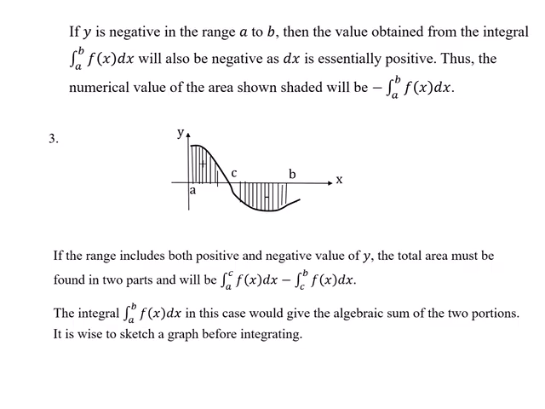You find one shaded area on the positive side of y, and another one on the negative side of y. So one will definitely carry a positive sign and the other will carry a negative sign. That is the explanation. And the integral f of x dx from a to b, in this case, will give the algebraic sum of the two portions. It is wise to sketch a graph before integrating.